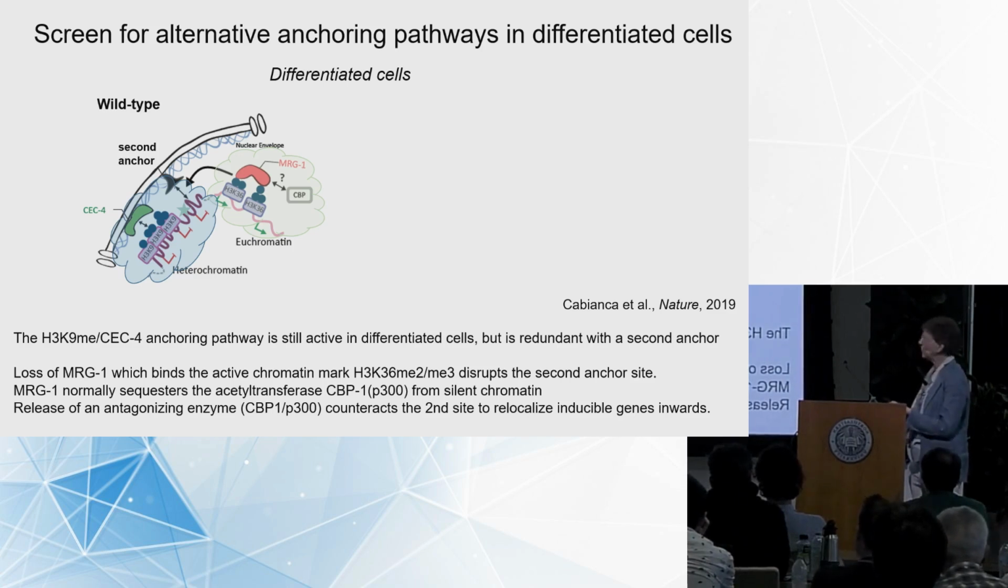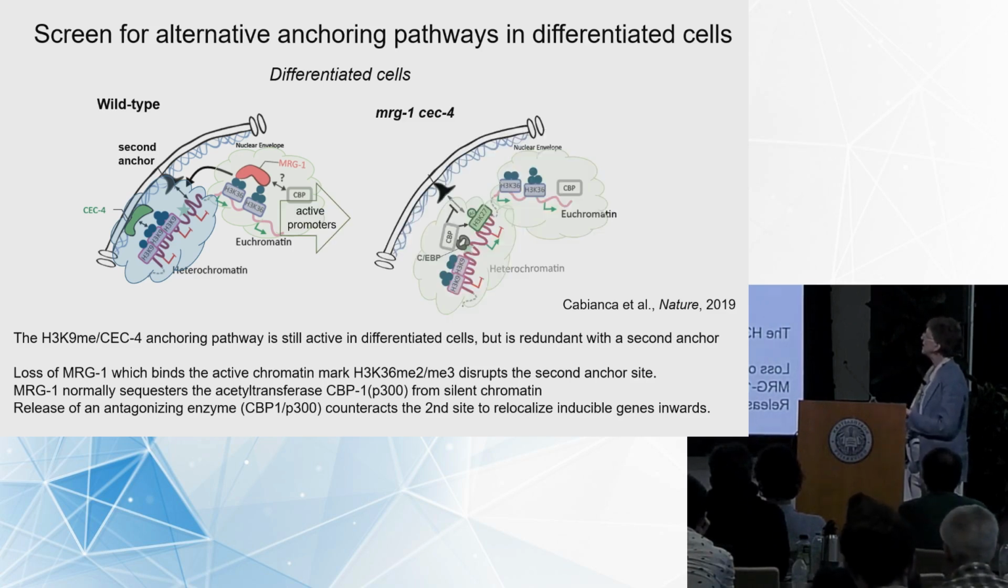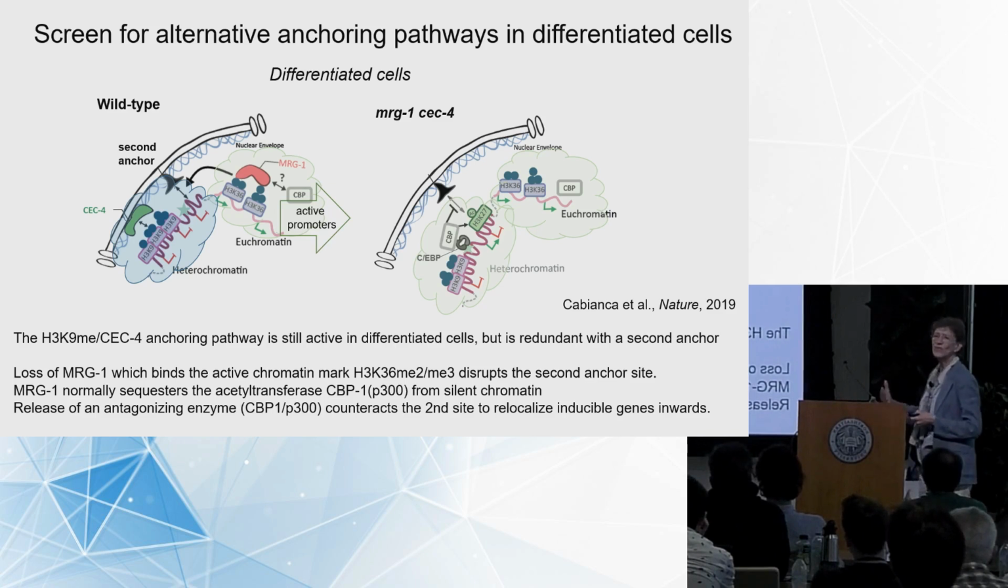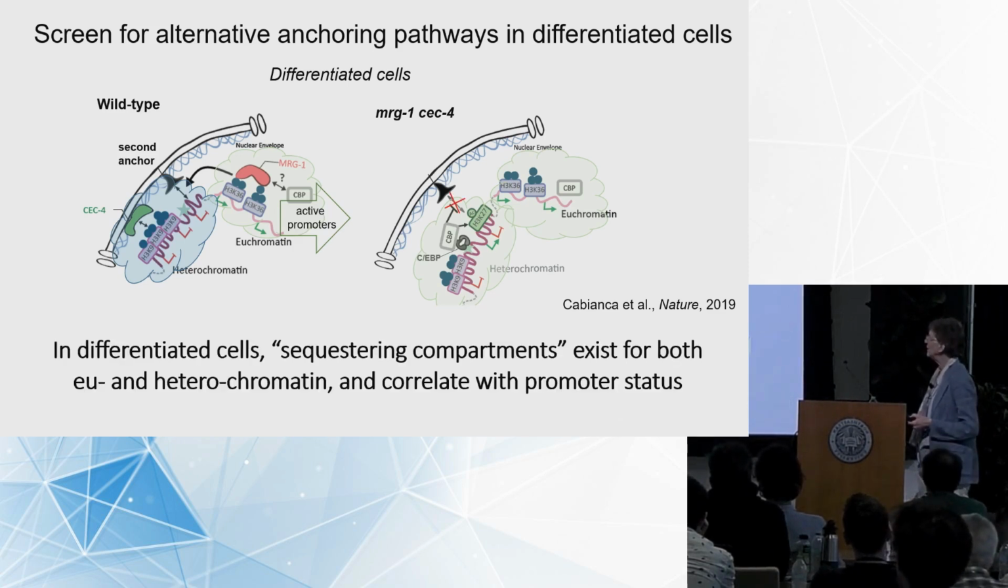So what happens when you eliminate MRG1 is that CBP1 invades heterochromatin and antagonizes the second promoter, and what we saw was an accumulation of K27 acetyl, as you find at active promoters or at enhancers. So this said that there's an antagonizing factor for this second anchor that is probably a promoter acting on promoters, and will antagonize whatever this other ligand site is.